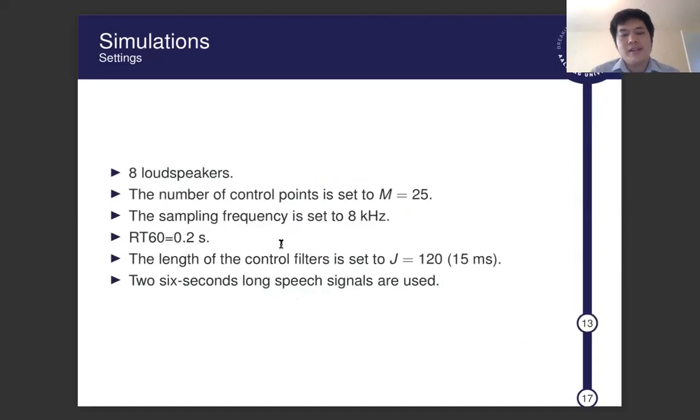The sampling frequency is set to 8 kHz. The room impulse response is set to 0.2 seconds. The length of the control filter is set to 15 milliseconds. And 6 seconds long speech signals are used as the input signal.